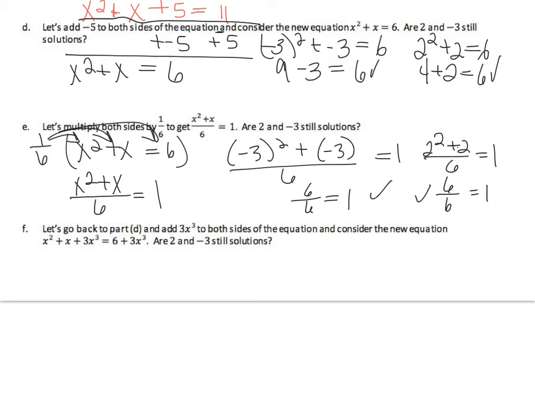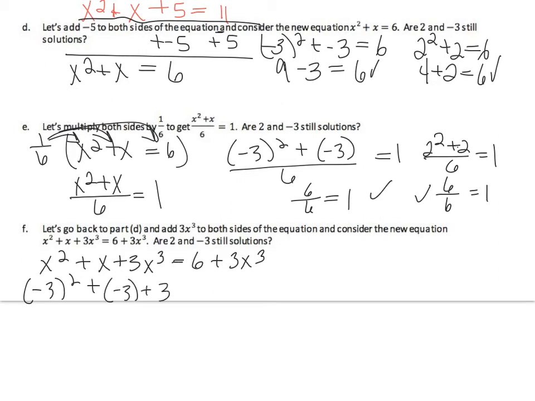to both sides of the equation and consider the new equation. So we have x squared plus x plus 3x cubed equals 6 plus 3x cubed. Let's go ahead and test in our 2 and negative 3. Negative 3 squared plus negative 3 plus 3 times negative 3 cubed, 6 plus 3 times negative 3 cubed.